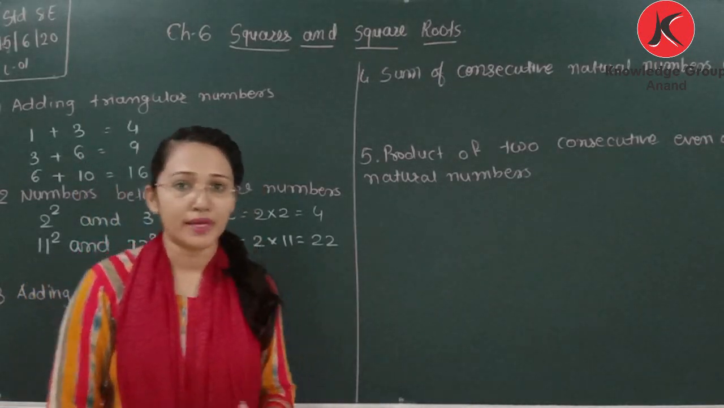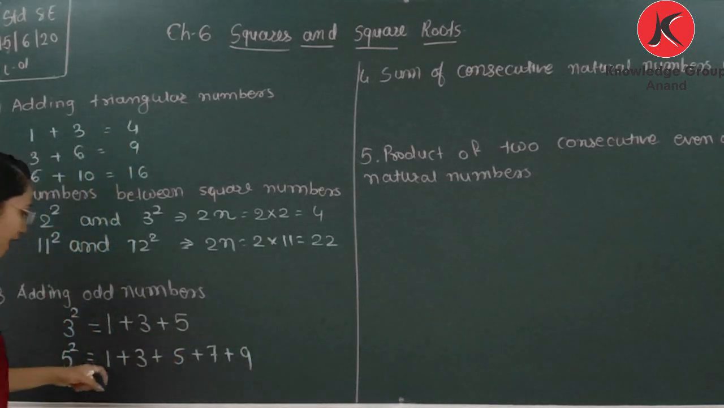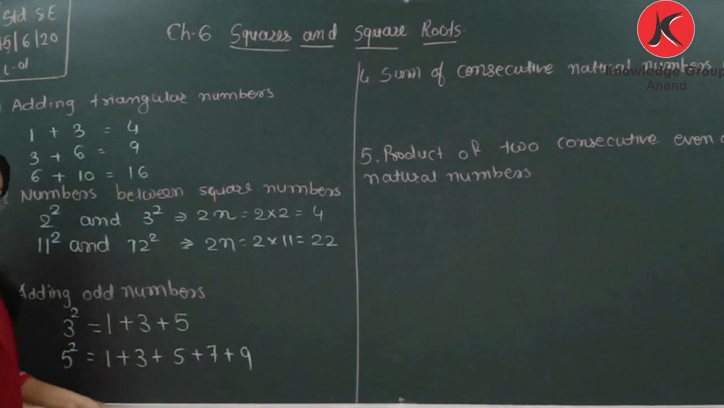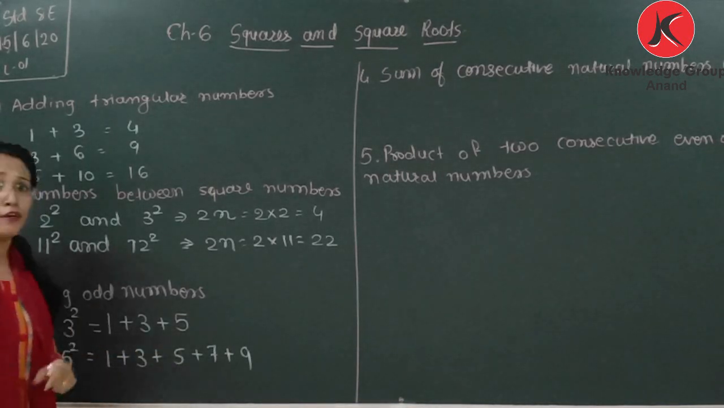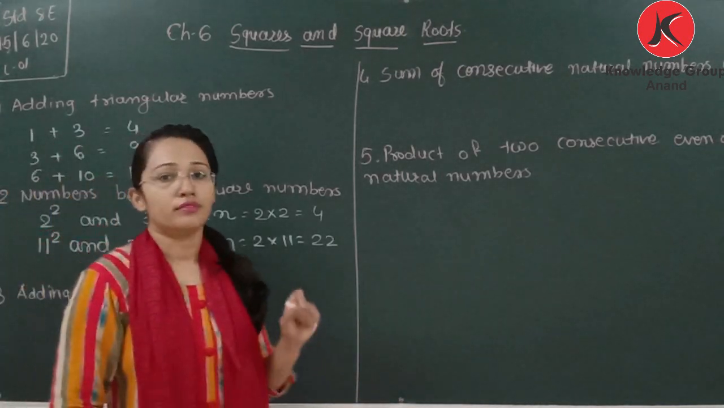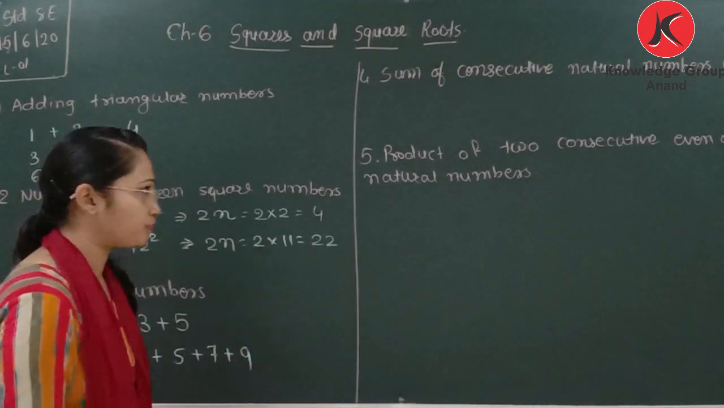By using repeated subtraction of odd numbers, you need to subtract 1, whatever answer you get, subtract 3, whatever answer you get, subtract 5. If at the last you get 0, then it is a perfect square, and if you do not get 0, then it is not a perfect square.